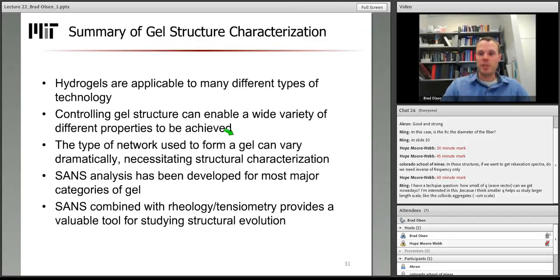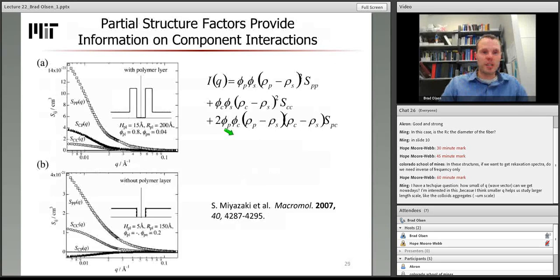I see Ming has asked another question. How small of a wave vector can we get nowadays? I'm interested in this because I think smaller Q helps us study larger length scales, like the colloidal aggregates on the micrometer scale. So it's another great question, Ming.